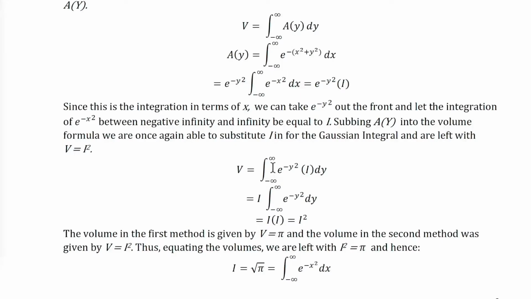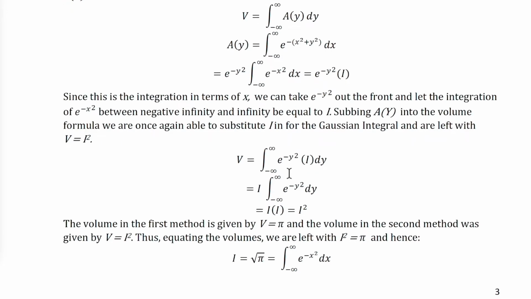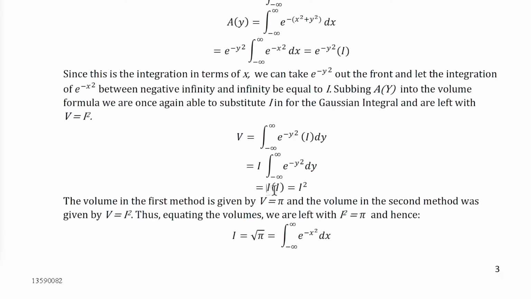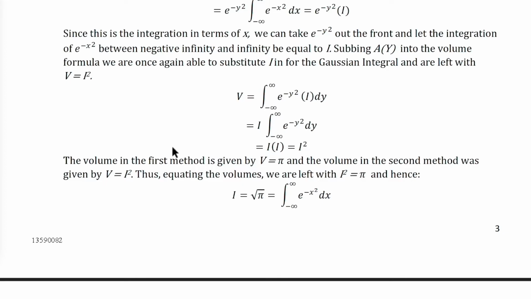Again, integrating between negative infinity and infinity, and there it is again, the Gaussian integral, this time in terms of y. We can go ahead again and sub in I, and the volume becomes I squared. Now this is the clever part, where we equate the two volumes, since they're taking the volume of the same object. So the volume in the first method was pi, and the volume in the second method was I squared. So it becomes I squared equals pi, and then we can rearrange as I equals the square root of pi. So the Gaussian integral is equal to the square root of pi.